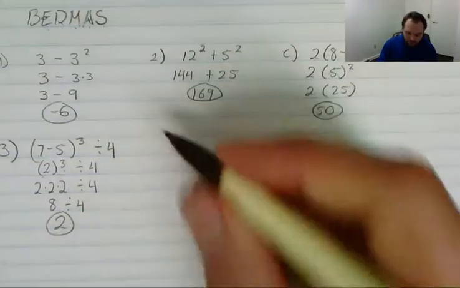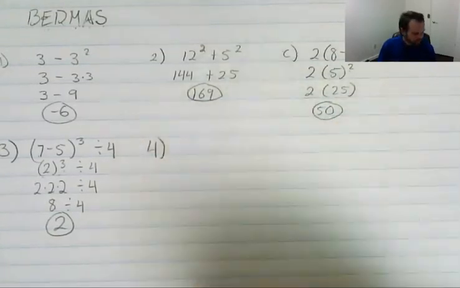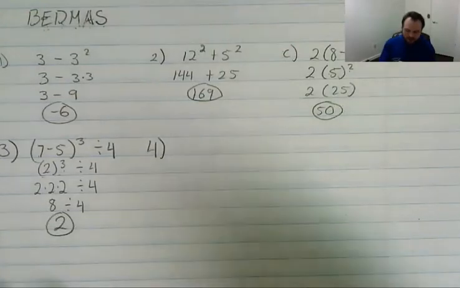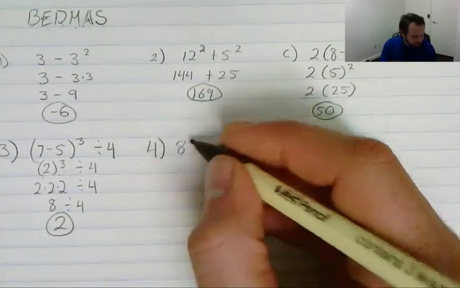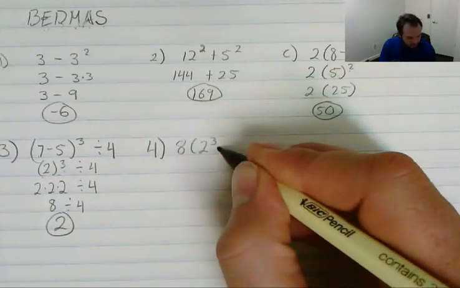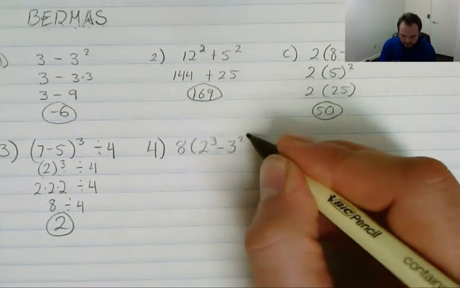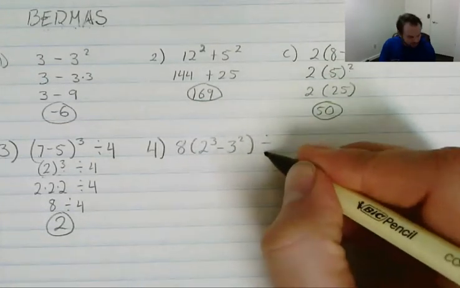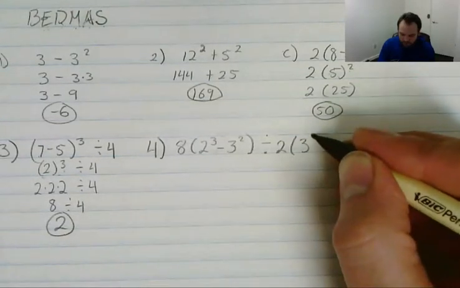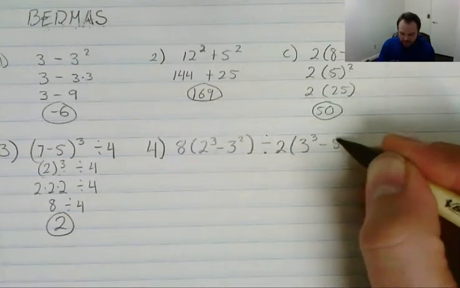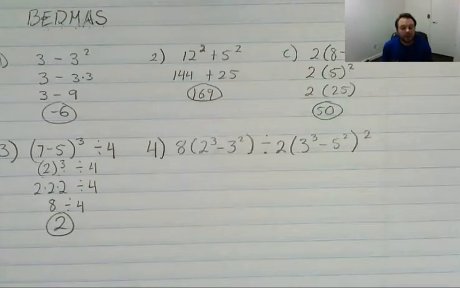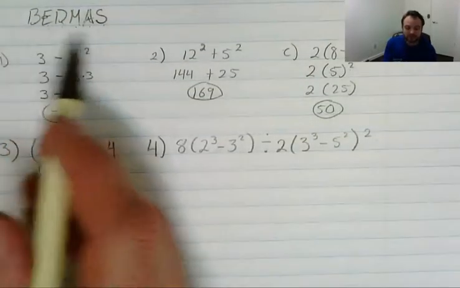So now let's look at number 4. In number 4, we have something a little bit more complicated here. We're going to have 8, that I'm going to have in brackets, 2 cubed minus 3 squared. And we're going to divide this all by 2, bracket, 3 cubed minus 5 squared, and this is all going to be squared. So there's quite a bit happening here, but we're just going to follow BEDMAS nice and slowly.